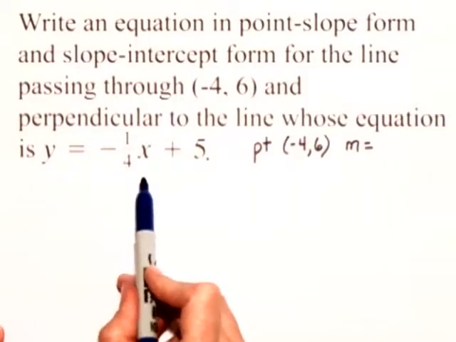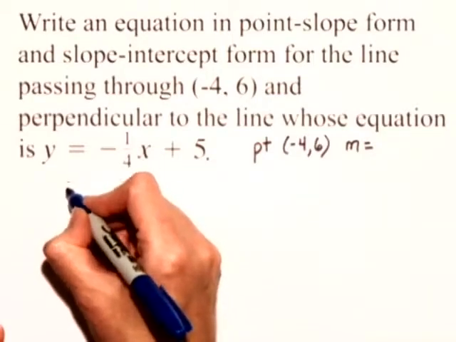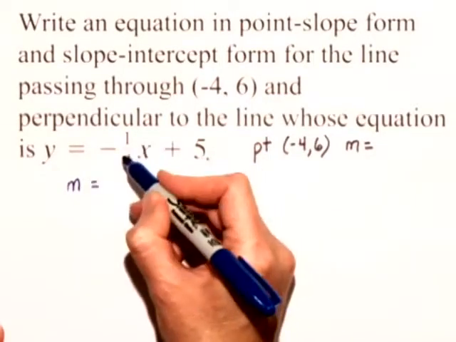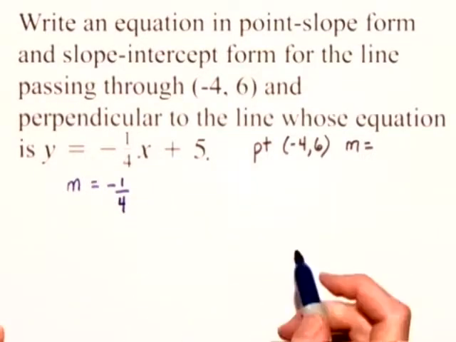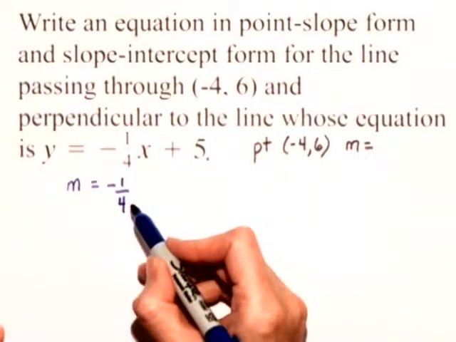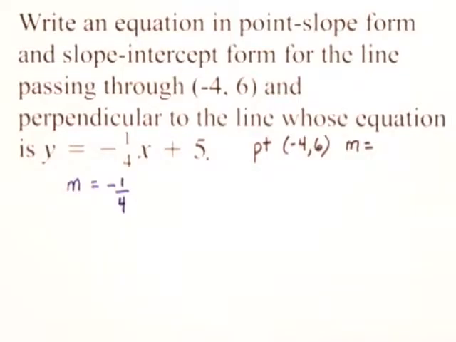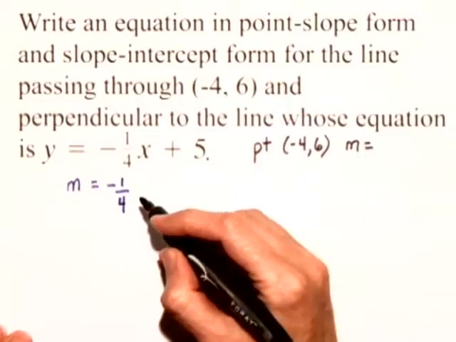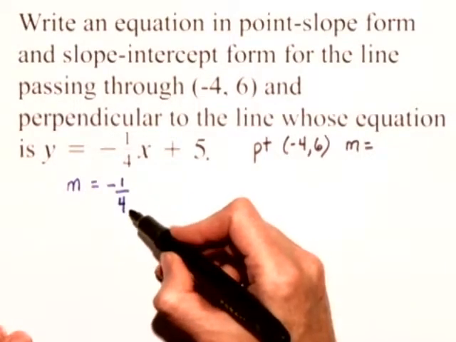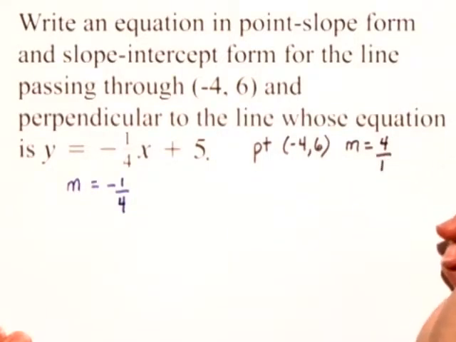Well, we can certainly see what the slope of this other line is because it's in y equals mx plus b form. So the slope of this other line is equal to -1/4. So the slope that we want to use for our line has to be the negative reciprocal, because two lines that are perpendicular have slopes that are negative reciprocals of each other. So since the slope of this other line is negative, ours is going to be positive, and then we simply take the reciprocal. In other words, we change the numerator with the denominator. So it'll be positive 4/1, or simply just 4.